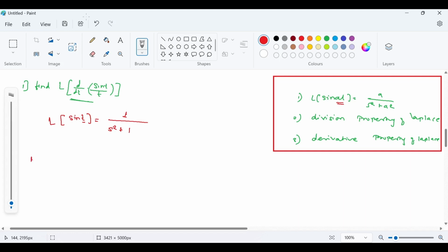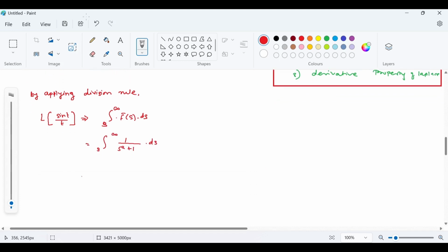Now, by applying the division rule. When I apply the division rule, I'm going to get the value of this term sin t upon t. So what can I write here? Integral from s to infinity of f bar of s into ds. So integral from s to infinity of 1 upon s square plus 1 into ds.